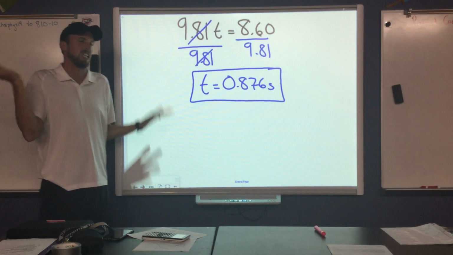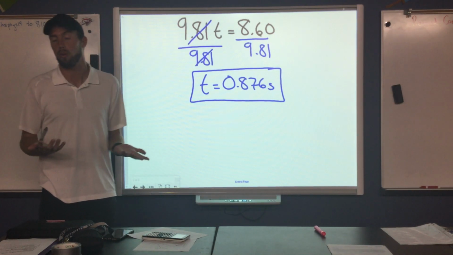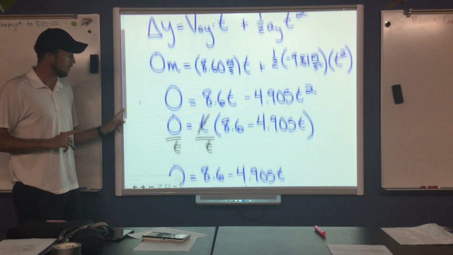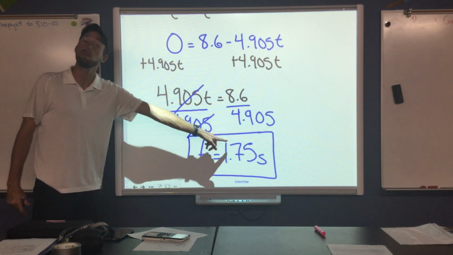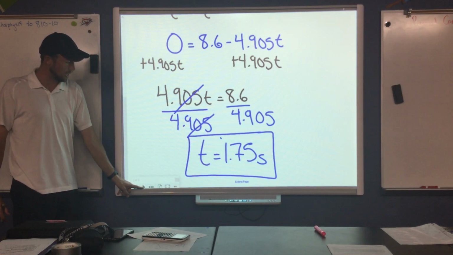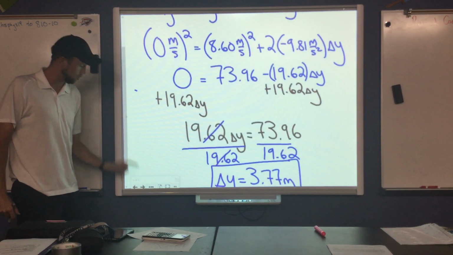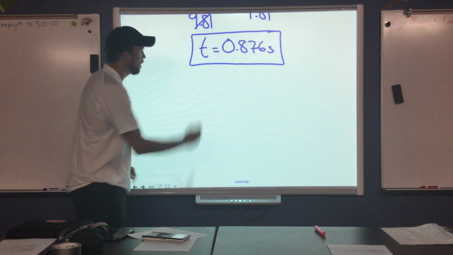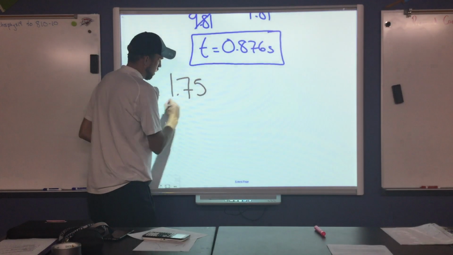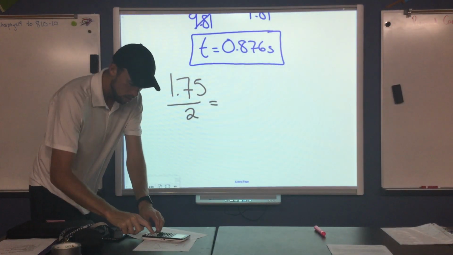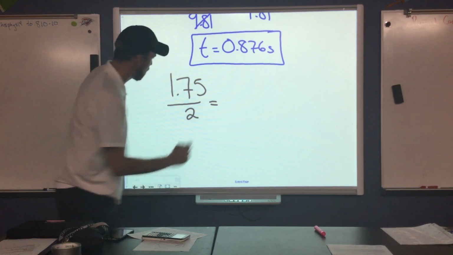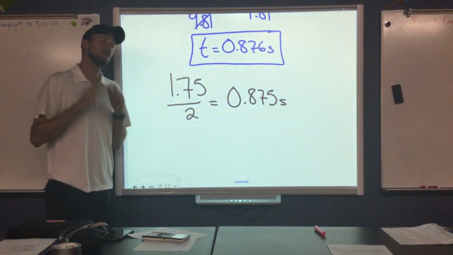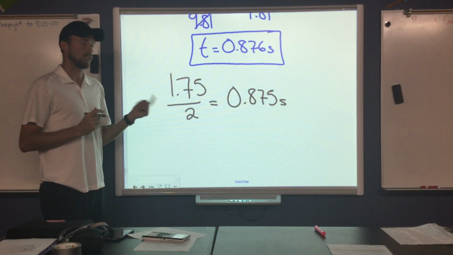Do we care? Is it important? Does it even matter? Well, the problem doesn't really ask us for that, but here's what I want you to see. If we come back to the time we found previously for the entire trajectory, it was 1.75 seconds. Here, our time was 0.876. If I take 1.75 and cut that time in half, I get right about 0.875 seconds.